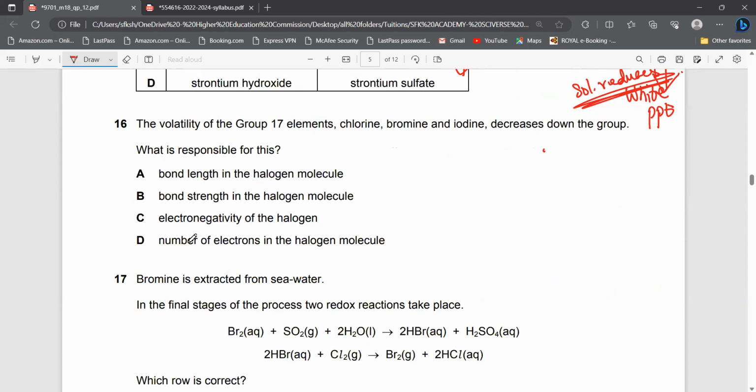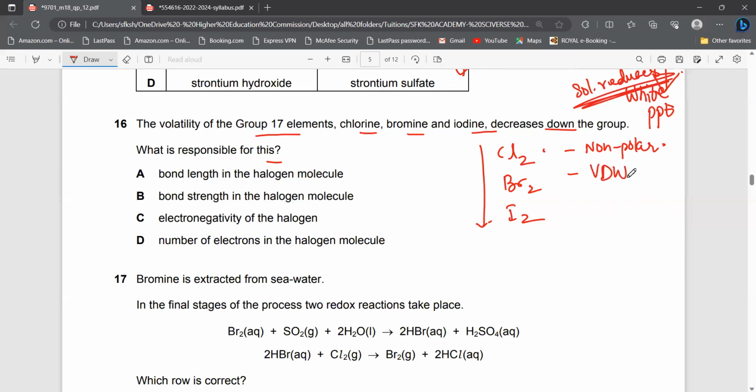Okay. Now question 16. Volatility of group 17 elements, chlorine, bromine, iodine, decreases down the group. This is because, now just look at the halogens, chlorine, bromine, iodine. Down the group, what's happening? They're all nonpolar, first of all. If they're nonpolar, then the major intermolecular force responsible for the melting point and volatility is the van der Waals forces, or IDID forces, instantaneous dipole and induced dipole.